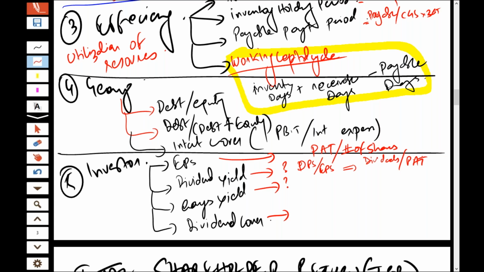Now let's move a bit forward. When we talk about earnings yield, what is it? It's EPS divided by the share price. And dividend cover? Dividend cover is profit after tax divided by dividends. Or the other way around, when you're talking about the dividend cover, it's simply going to be the EPS divided by the DPS.